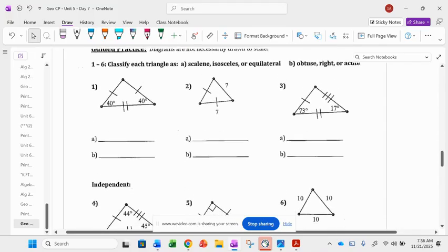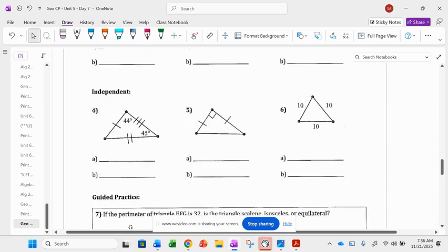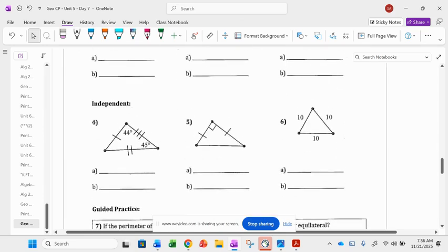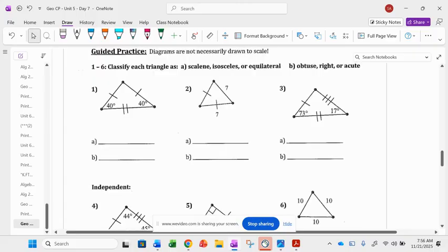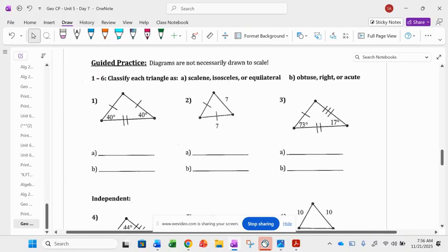If you guys remember when you looked yesterday, there's a whole section like this on your graded assignment. So let's go through this and make sure we know how to do this. So first, be sure to know that the diagrams are not drawn to scale. And we want to classify the triangle in two ways, part A by its sides and part B by its angles.